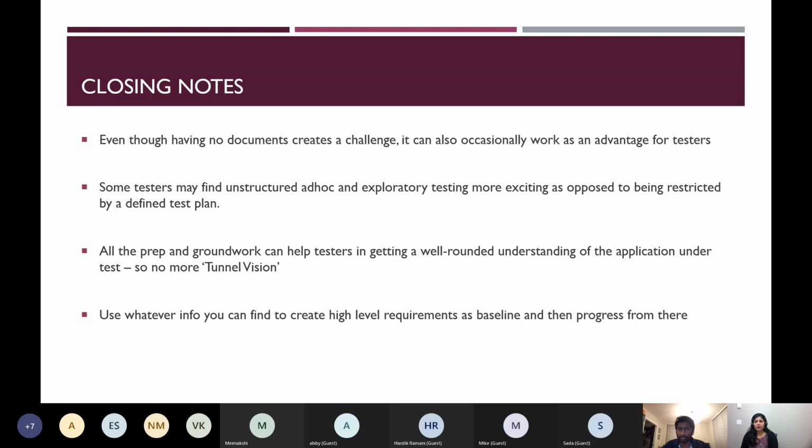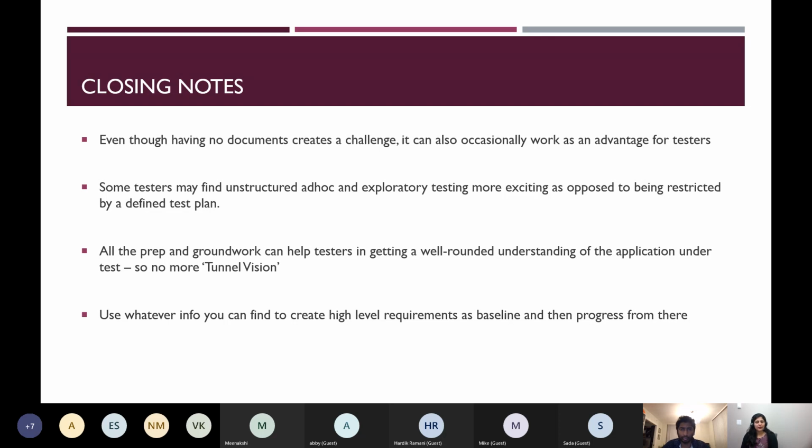So even though having no documents is a challenge, I think it works out well for testers in some cases. Some testers may find unstructured, ad hoc or exploratory testing more exciting, as opposed to being restricted by a defined test plan. I'm one of those people, but I expect my team to do more structured testing. But I would rather do more exploratory and more random testing because I can, and also because that would probably be a fresher perspective on how the application behaves, or my understanding of the application.